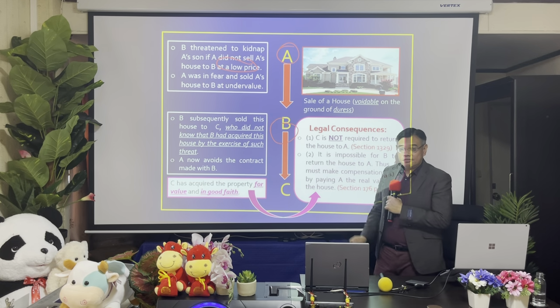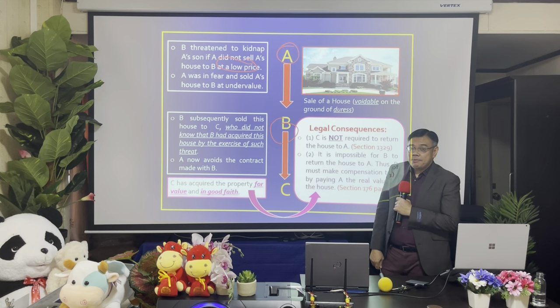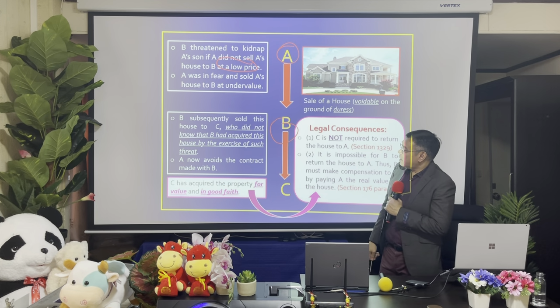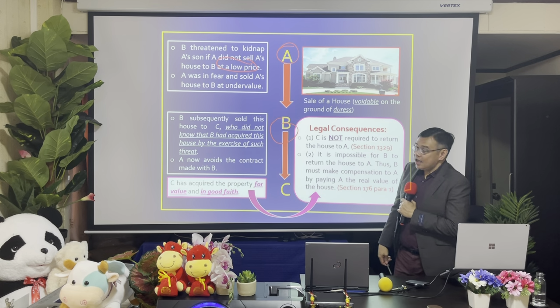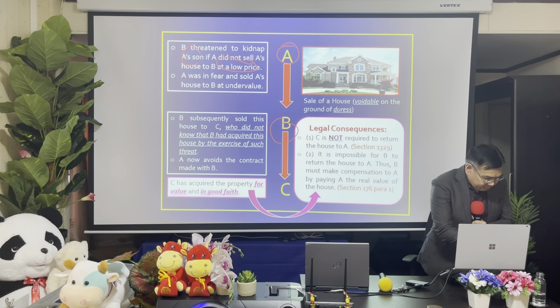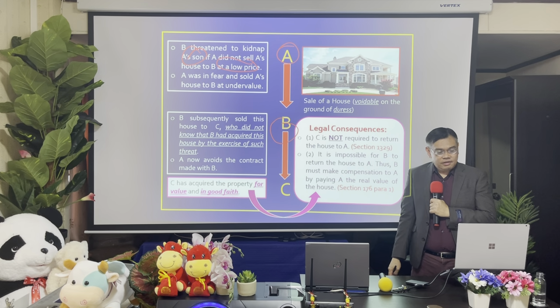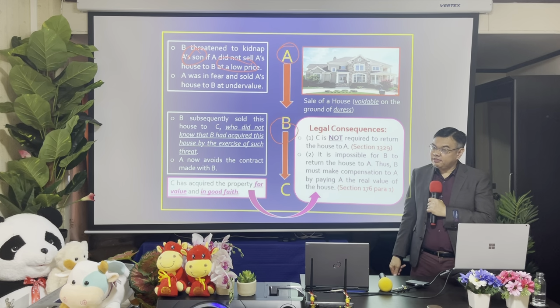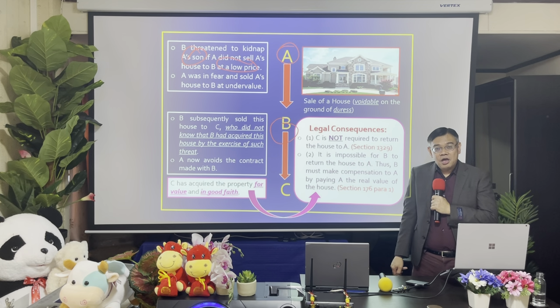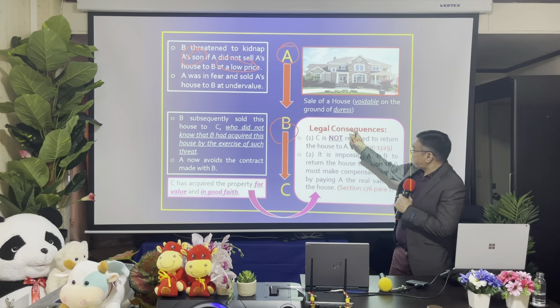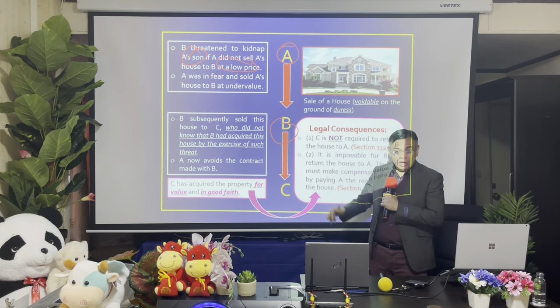B threatened A that if A did not sell this house to B, then B would kidnap A's son in a few hours. So this seemed to be a danger which is imminent, so that we have seen that this constitutes duress in Thai law.